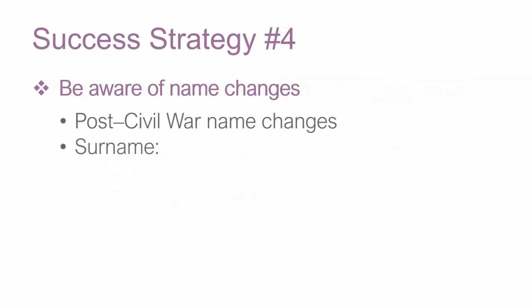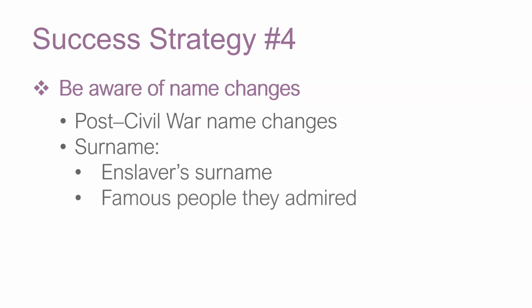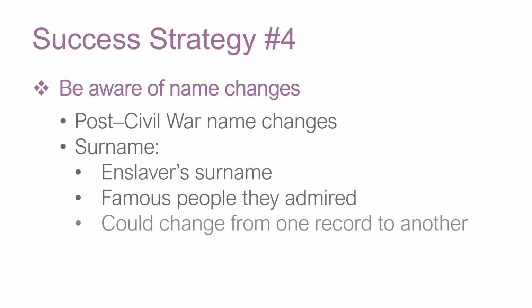After emancipation, choosing a surname was one of the freedoms African Americans experienced. Sometimes they chose their enslaver's surname for convenience, or they chose the surname of a family member's enslaver or a former enslaver. Others chose the surnames of famous people they admired. Be aware that they might have tried one name for a while and then changed to another name, or even switched back and forth between names on different records.